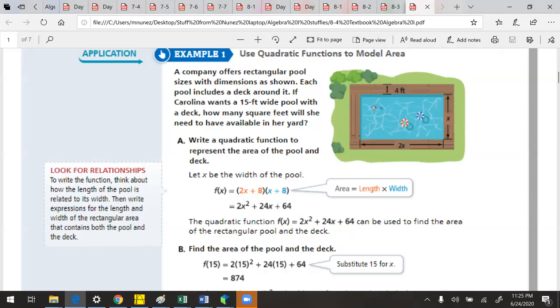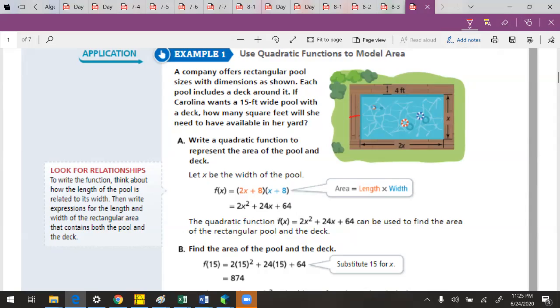Well, here's the thing. We know around it is 4 feet. So all the way across is all 4 feet. So there's 4 and 4. So I can say that this entire dimension is 2x plus 8. And then from here to here, it's x also plus 8. So notice how when we find the area of the whole pool deck with the pool inside, we have that set up. There's our area. Now we need to find the area of the pool and the deck when x is 15. Notice how x is 15 because it's given to us.